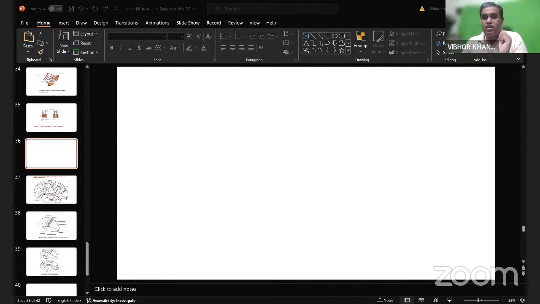Which layer is the middle layer of the meninges? You all know DAP: dura, arachnoid, and pia mater. Middle is what? Middle is arachnoid mater. Simple as that.